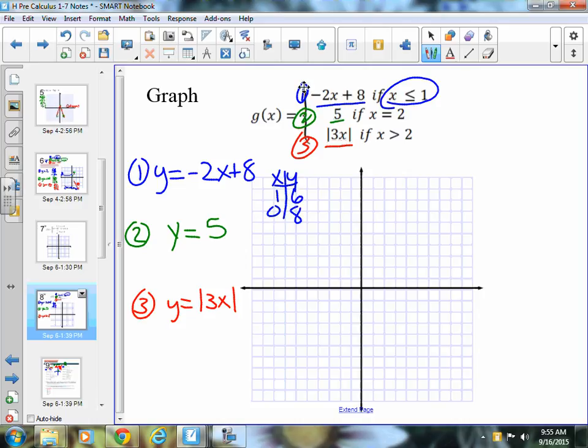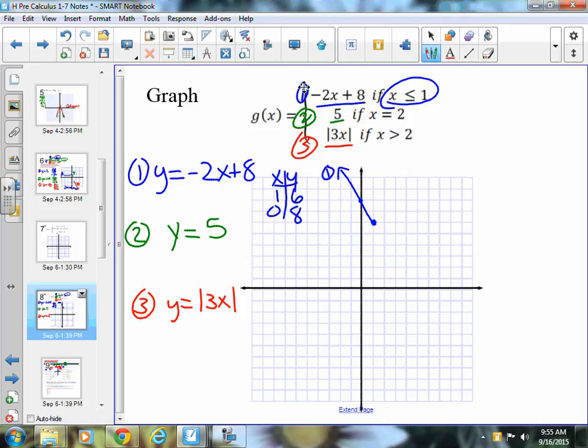Now at that 1, it's going to be what kind of a dot? Closed, because it's equal to. So 1, 6. And then we have 0, 8. It's going in that direction. And we have that line segment going back. So that's part number 1. So again, it's not the whole line, it's just that piece.